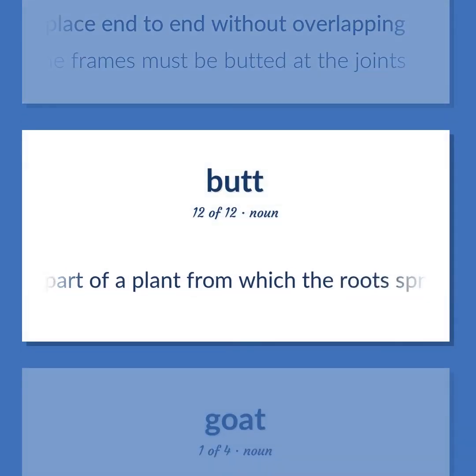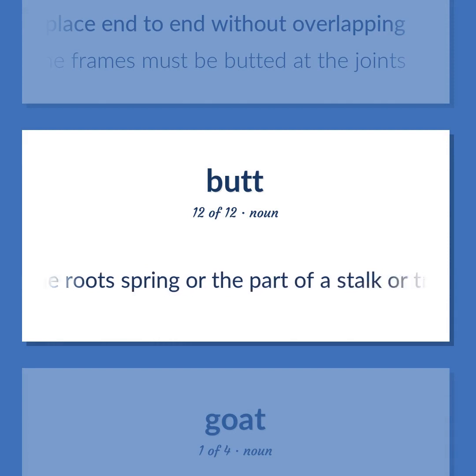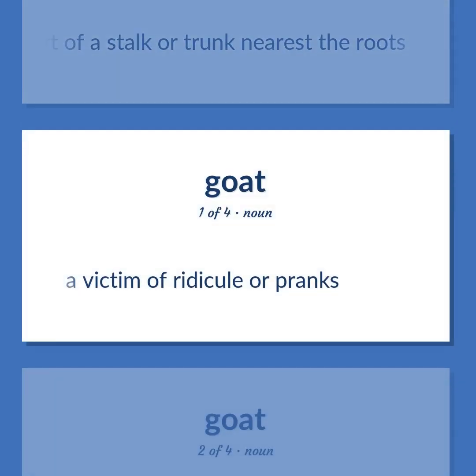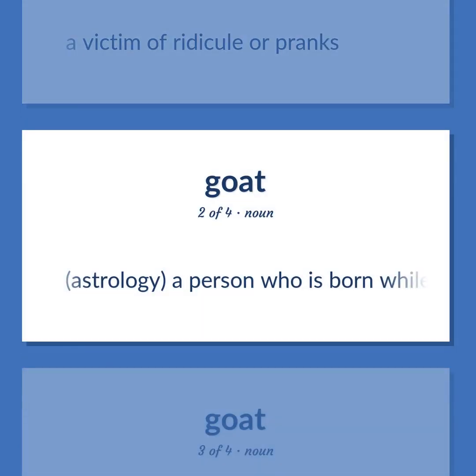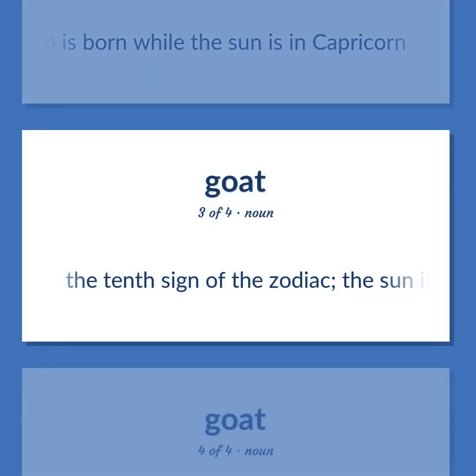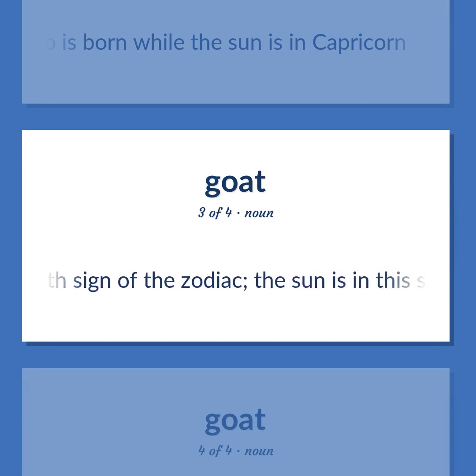The part of a plant from which the roots spring, or the part of a stalk or trunk nearest the roots. A victim of ridicule or pranks. Astrology. A person who is born while the sun is in Capricorn. The 10th sign of the zodiac. The sun is in this sign from about December 22nd to January 19th.